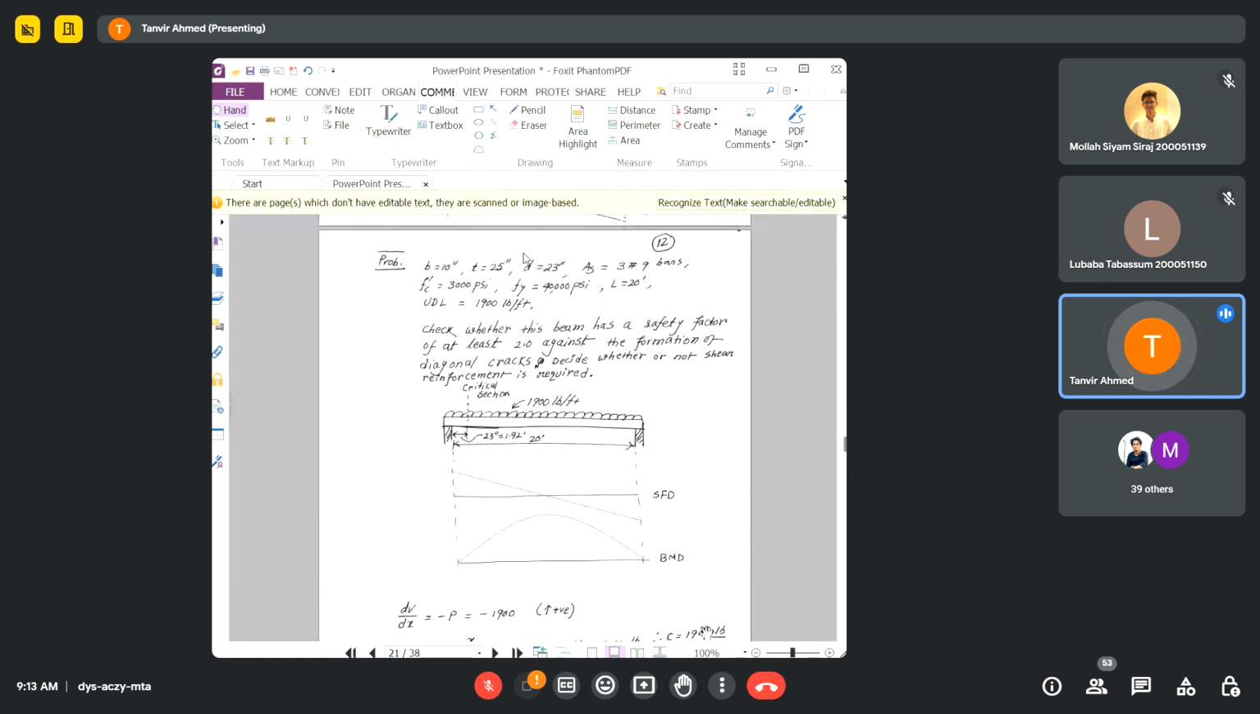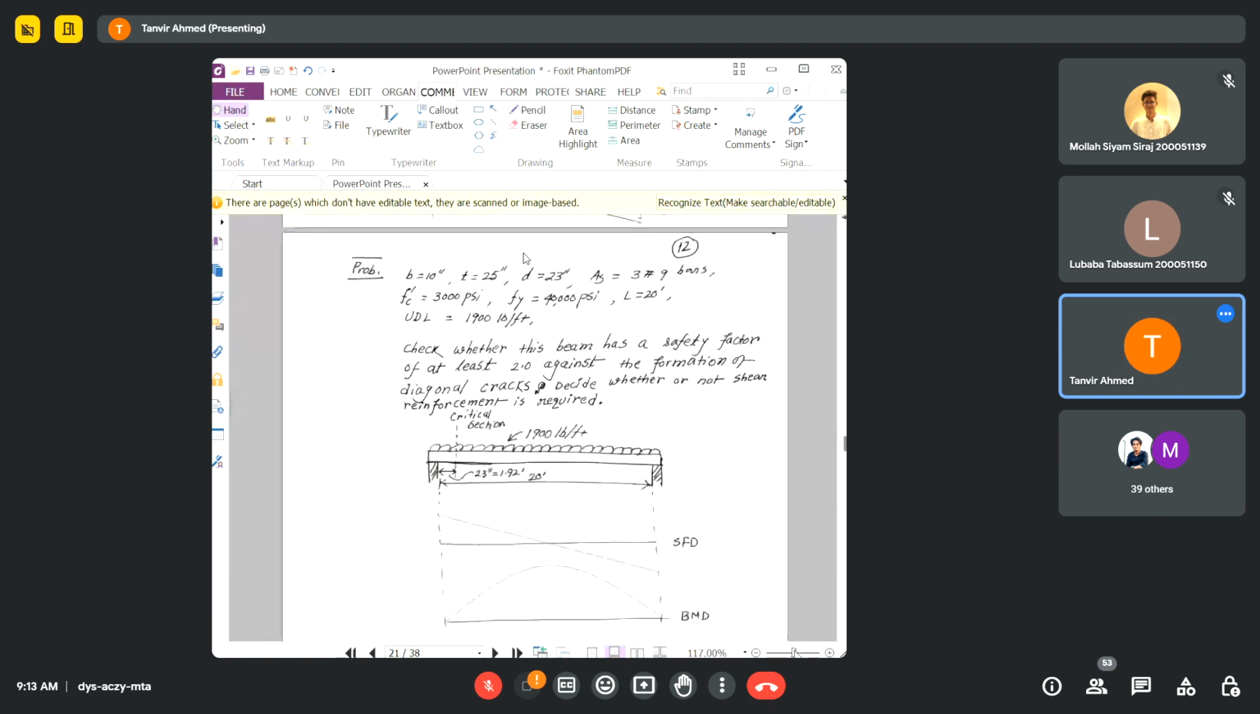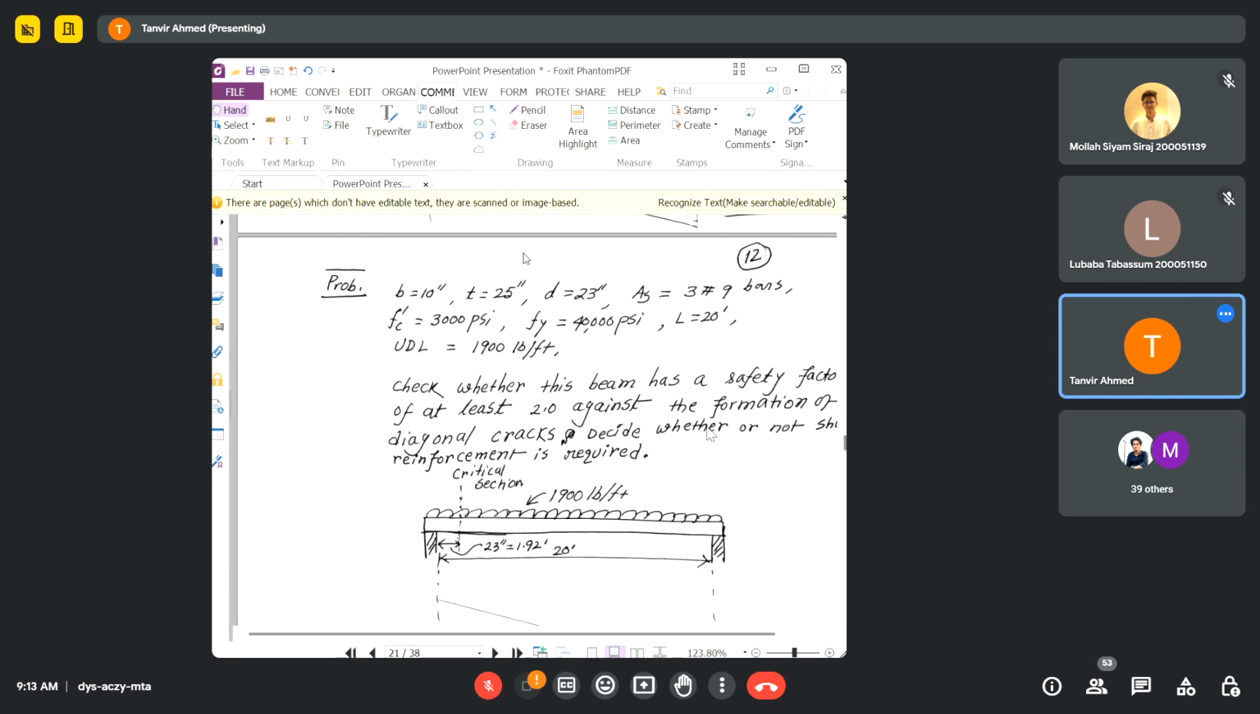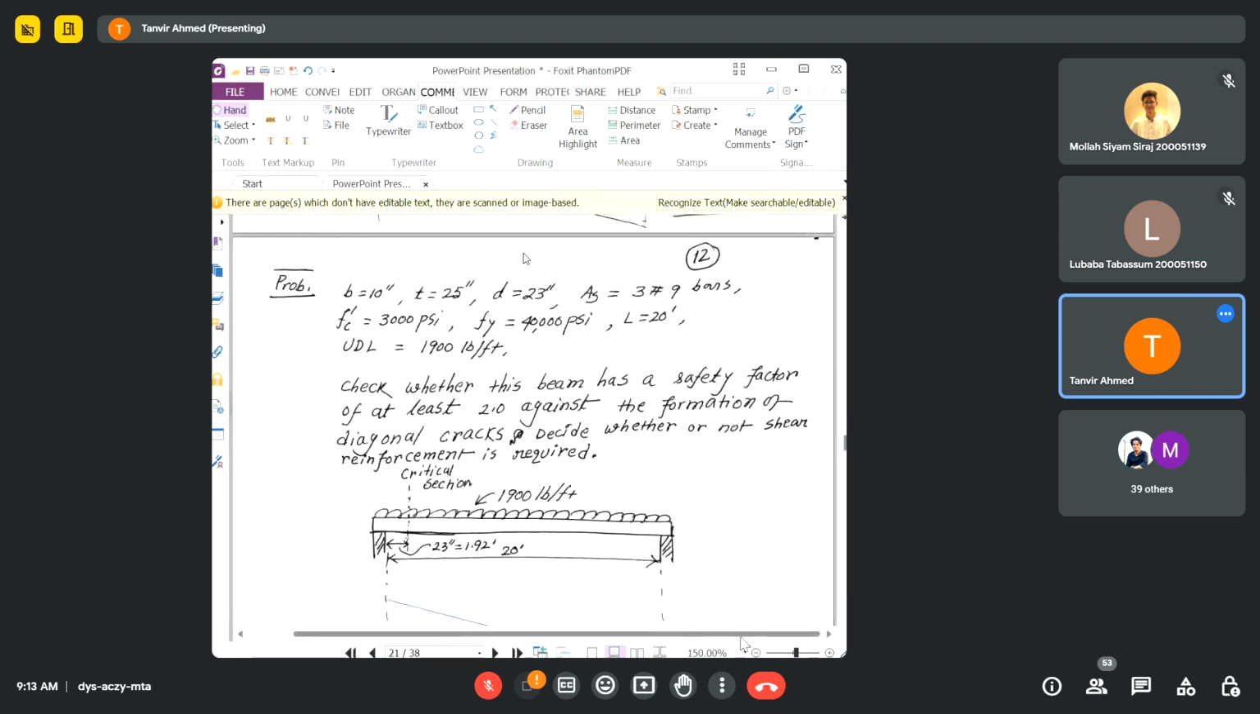Now we have a problem. We will, inshallah, do this problem. In this problem, we have to check something. A beam is given, and this beam rests on brick walls. So this beam is a simply supported beam, you can say, as it rests on walls. For this beam, you have to check whether you need shear reinforcement or not.